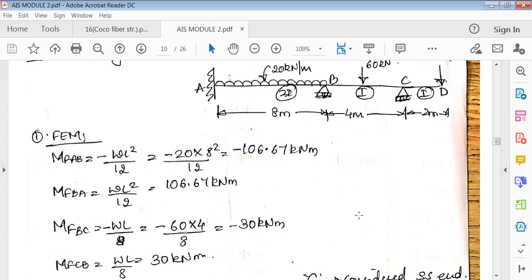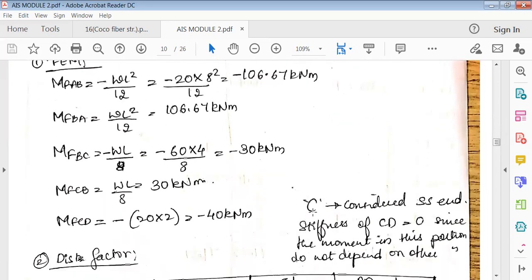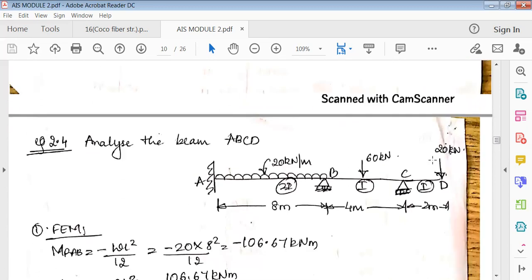So what we have to do here is, I've written a note here. C is considered a simply supported end only, so the stiffness of CD is 0. We are going to remove the stiffness. The stiffness will exist only if the member connects two joints. You can see here B and C are connected together, and B is a joint and C is also a joint, so you can find the stiffness of this member because both ends are connected.